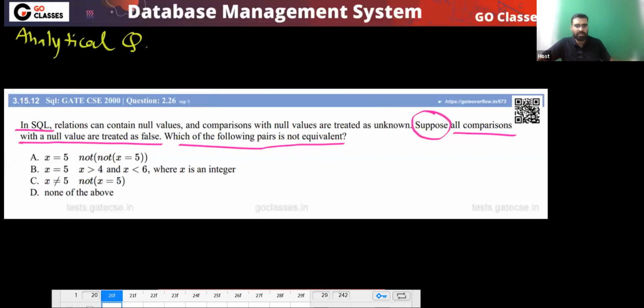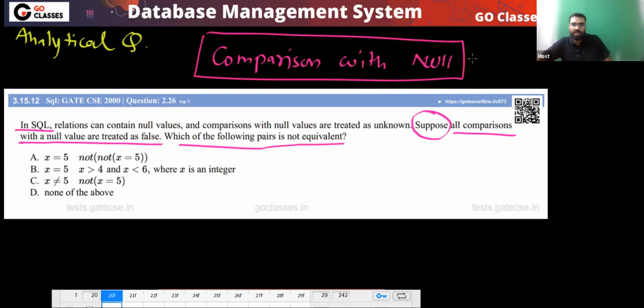Let's come to the actual question. For option A, what is the question saying? The question is saying that comparison with null is false. If you do comparison with null, you treat it as false. Okay, this is an assumption.